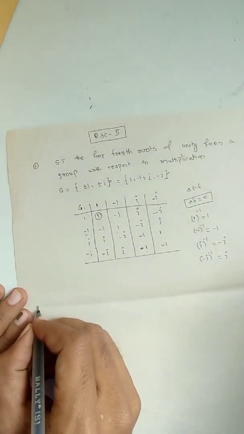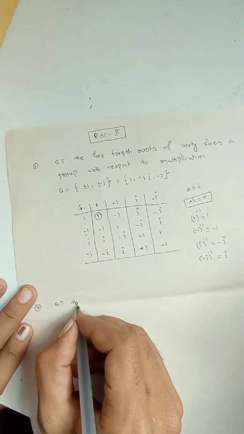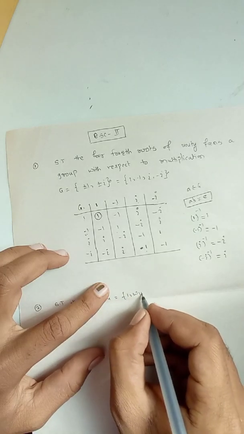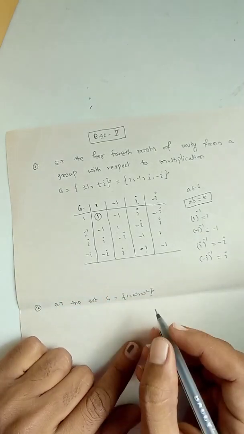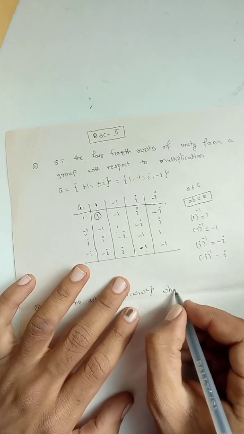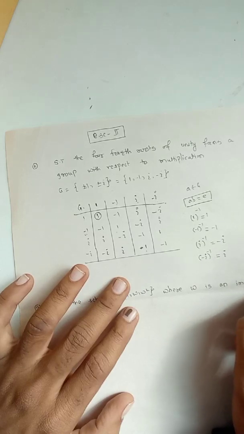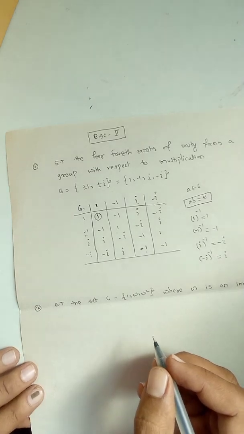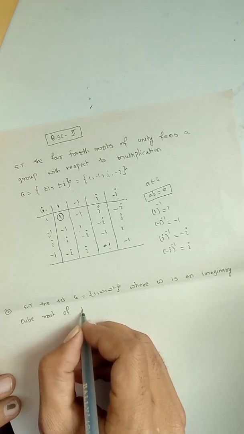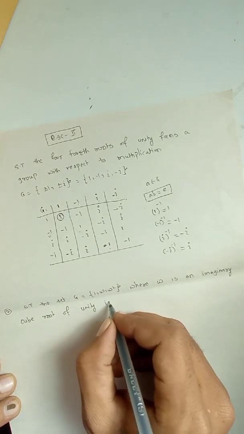Now second example, show that the set G = {1, omega, omega square}, where omega is an imaginary cube root of unity, is a group with respect to multiplication.